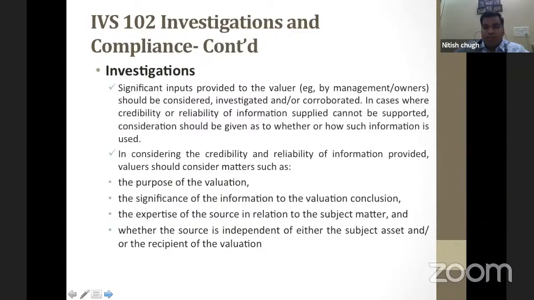For example, in the case of an audit, if you get an actuarial valuation done by a registered actuary, he has already established himself, he has passed the examination, he has the know-how to do the actuarial valuation. So that is reliable information.